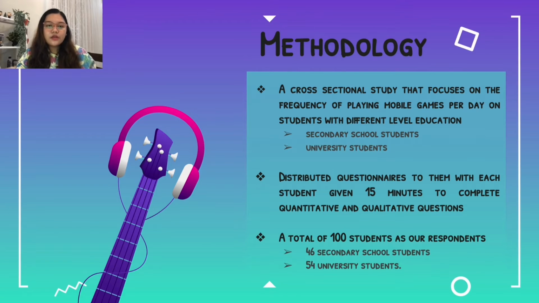Moving on to methodology. This is a cross-sectional study that focuses on frequency of playing mobile games per day on students with different levels of education, which is secondary school students and university students. We distributed questionnaires to them on endemic COVID-19, with each student given 15 minutes to complete quantitative and qualitative questions, with a total of 100 students as our respondents, with 46 secondary school students and 54 university students.